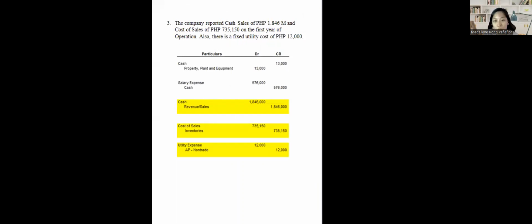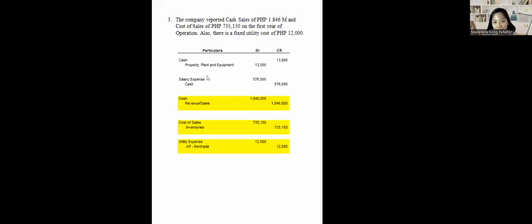Okay. So another transaction. The company reported cash sales of 1.846 million pesos and cost of sales of 735,150 in the first year of operation. Also, there is a fixed utility cost of 12,000 pesos. So this is how we will record it. Debit cash. This is for the sales, 1.846 million, and credit revenue.